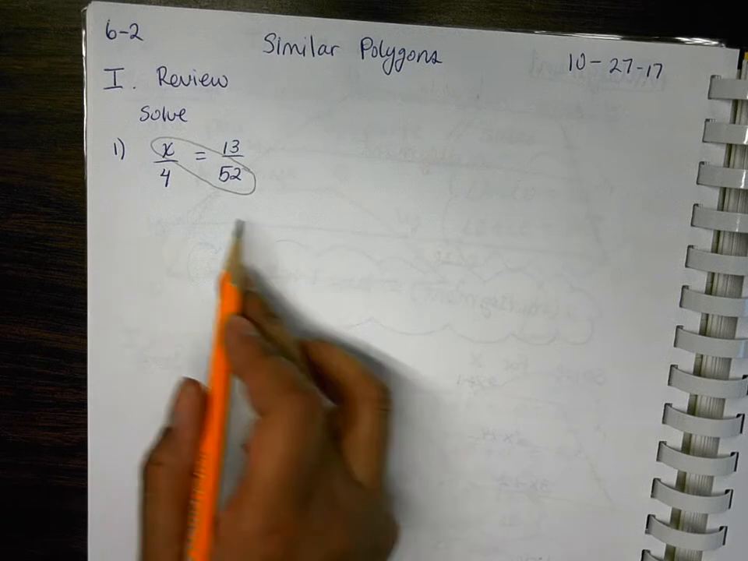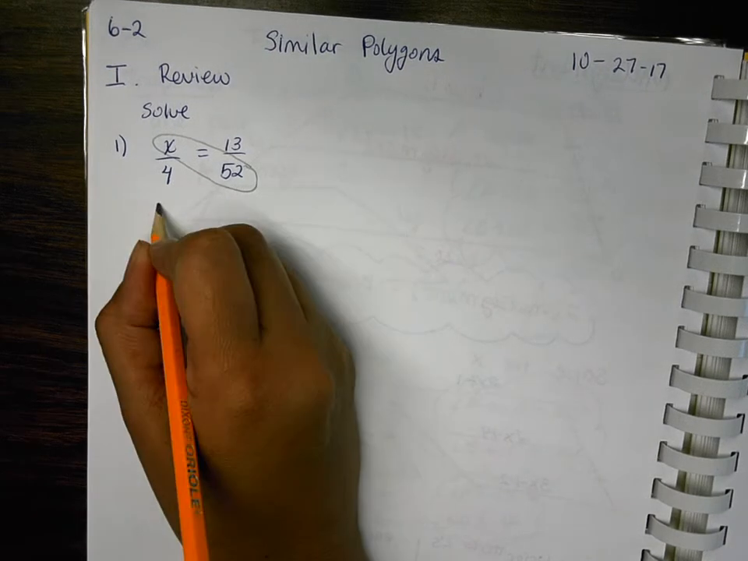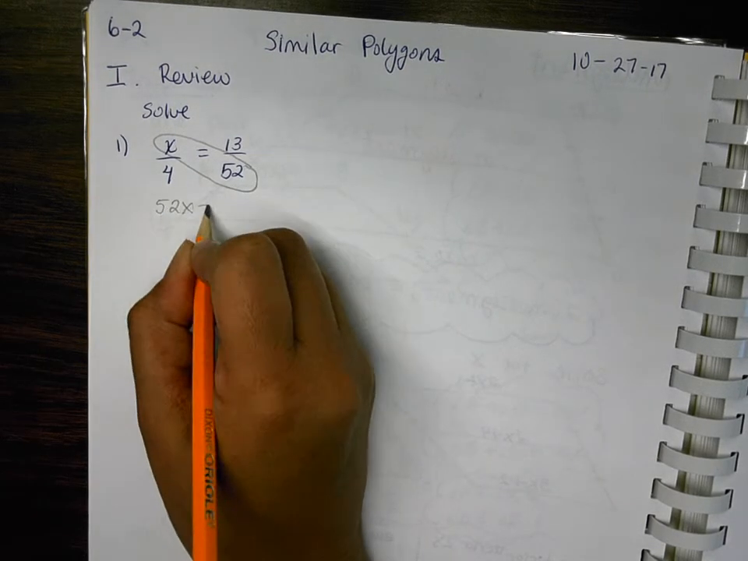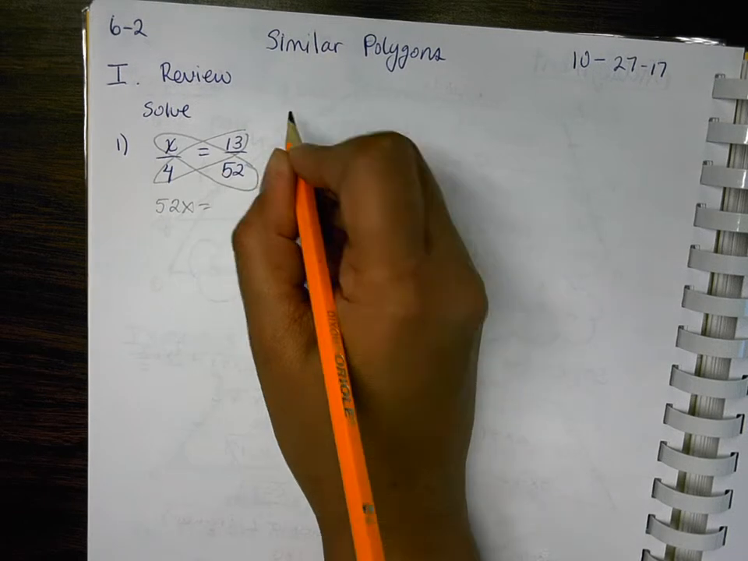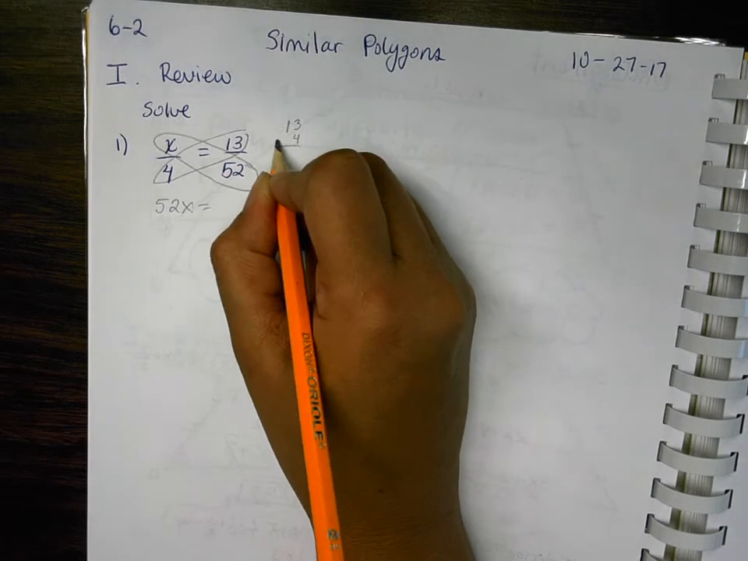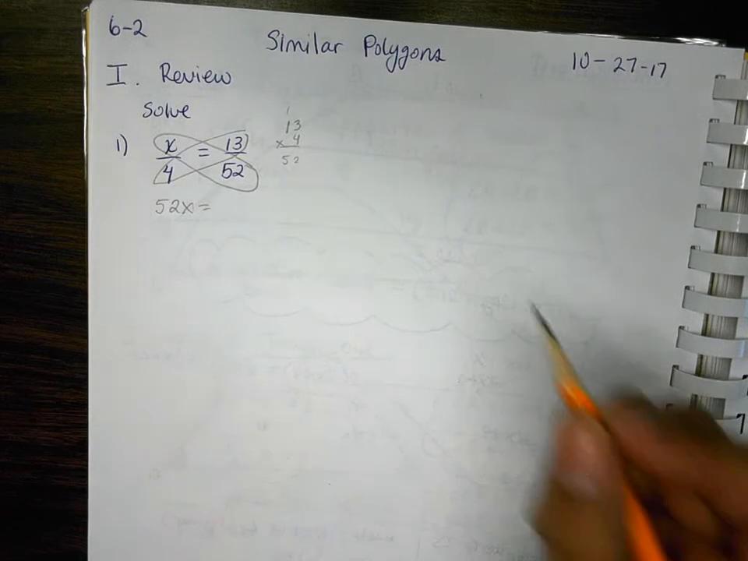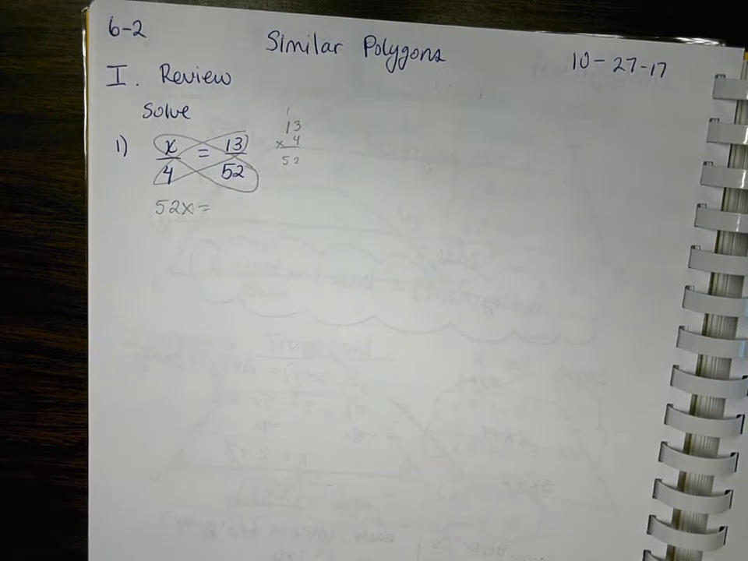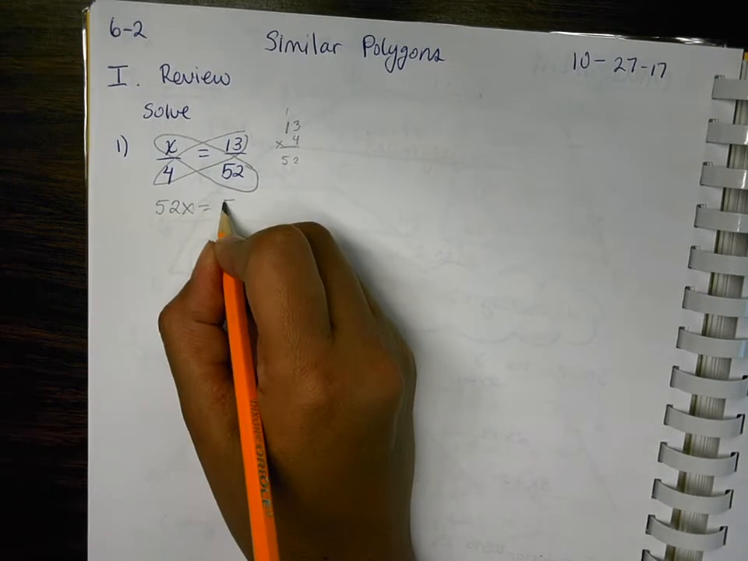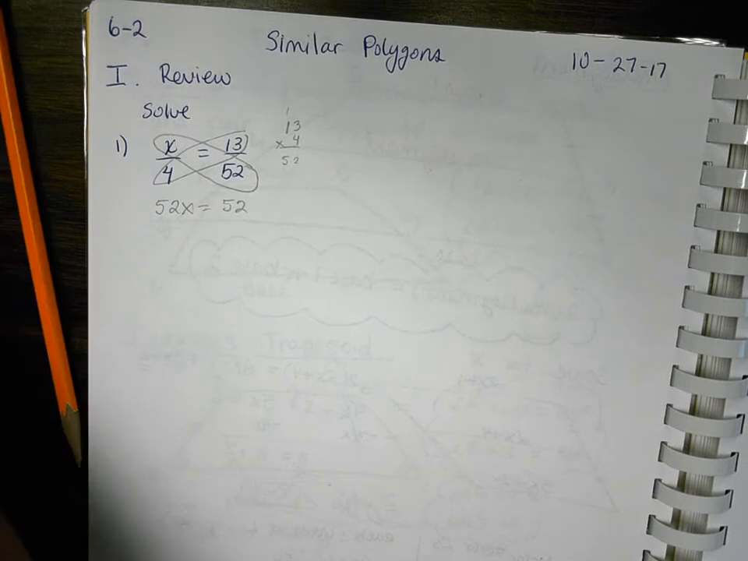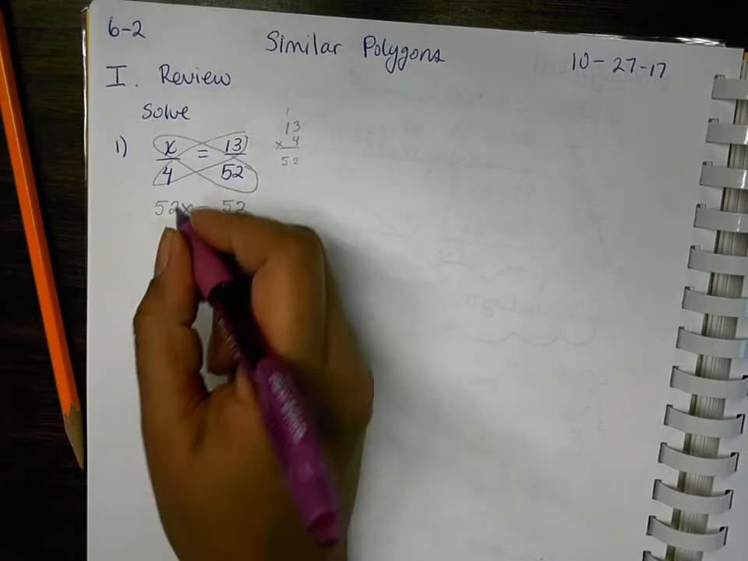Okay. X times 52 is 52x. 13 times 4. Can you guys do that quickly? What is it? 52. And then what do I divide both sides by? 52.